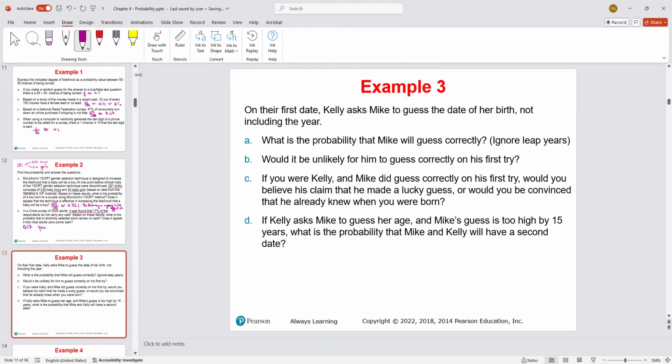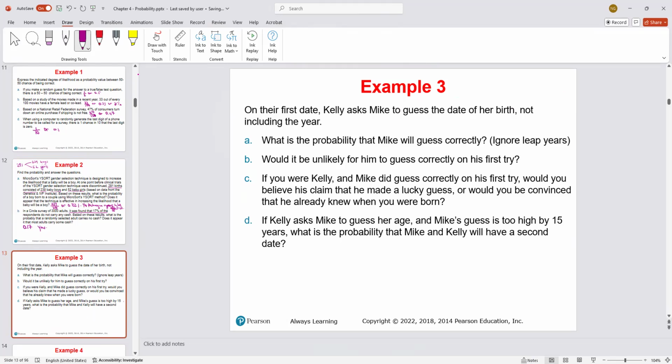On their first date, Kelly asked Mike to guess the date of her birth, not including the year. The year is not important, only the date, like July 22nd or March 13 or April 9 or December 14 or May 22nd or October 2nd, etc. Those are the types of dates, but you don't need to put them there. So what is the probability that Mike will guess correctly? Just guess. What is the probability?